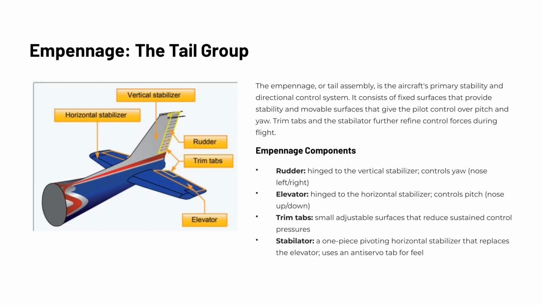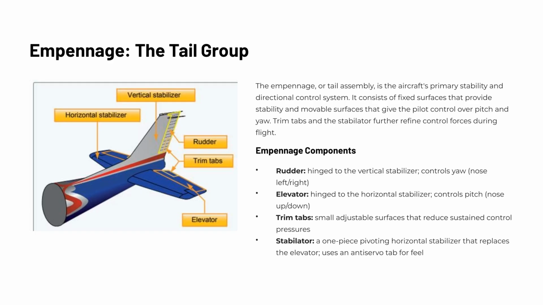The fixed surfaces, the vertical and horizontal stabilizers, provide passive stability, helping the aircraft resist unwanted changes in its flight path. The movable surfaces give the pilot active control over the aircraft's attitude. The rudder is hinged to the vertical stabilizer and controls yaw, which is the rotation of the nose left or right. The elevator is hinged to the horizontal stabilizer and controls pitch, moving the nose up or down.